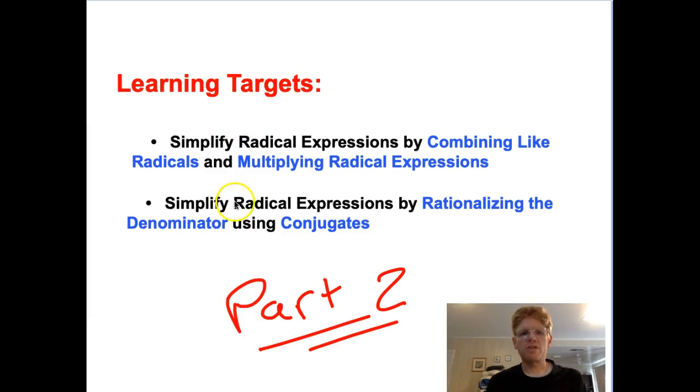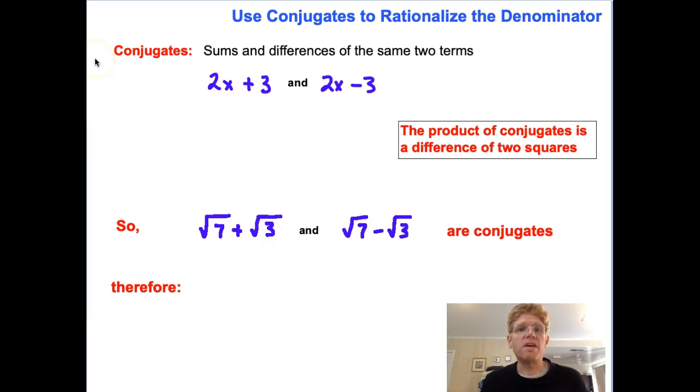All right, so part two, we're going to simplify radical expressions by rationalizing the denominator using conjugates. So I suppose the best place to start is to talk about what a conjugate is. Conjugates are things that are related or connected to each other. So when we talk about conjugates, I want you to think about this. Conjugates, for what we're speaking of right now, are the sums and differences of the same two terms.